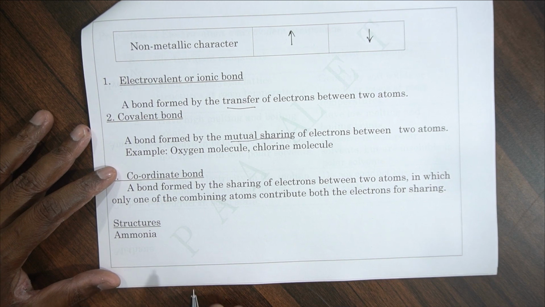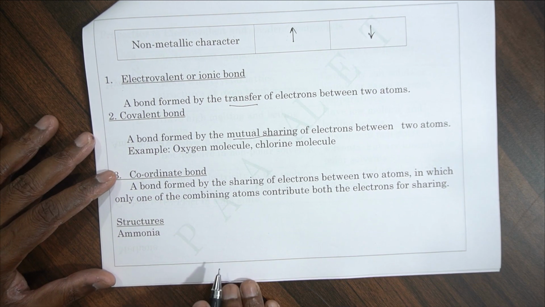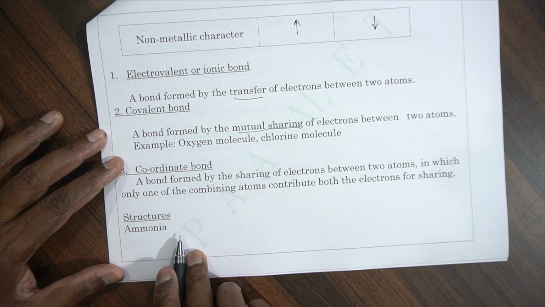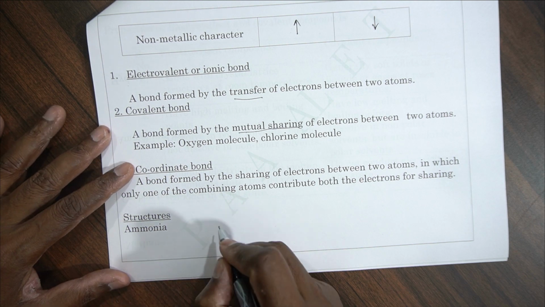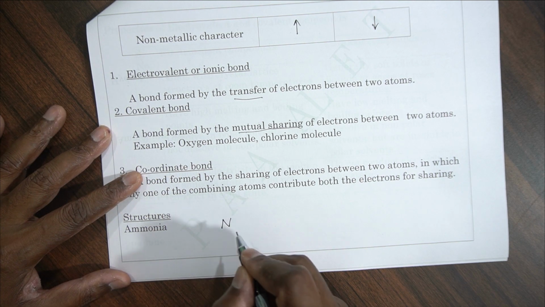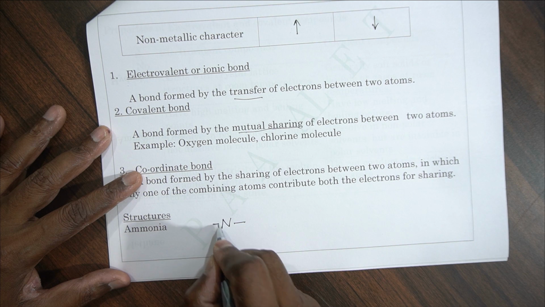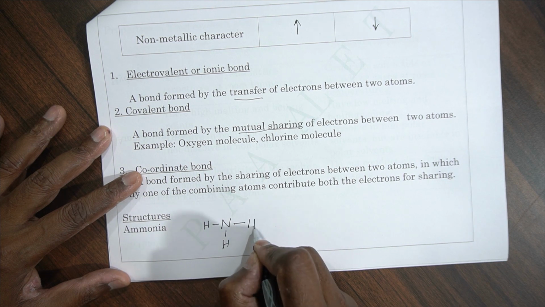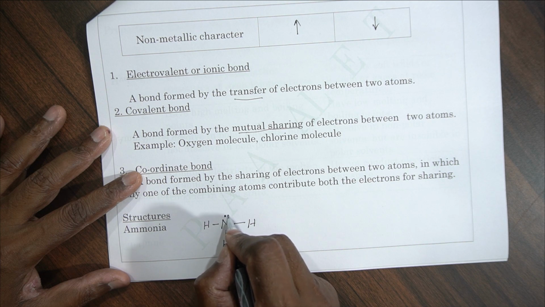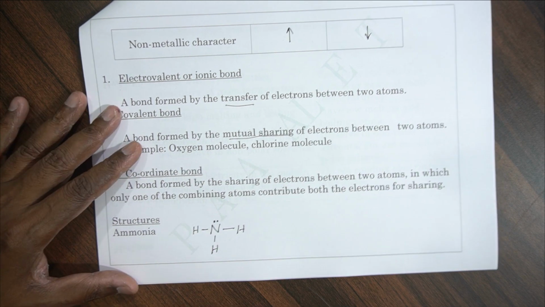Okay. Now the next question that can be asked is the molecular structure. Example, structure of ammonia can be asked. Structure of ammonia is a nitrogen atom combined with 3 covalent bonds with 3 hydrogen atoms. This is the molecular structure, and there is a lone pair here. This is the structure of ammonia molecule.